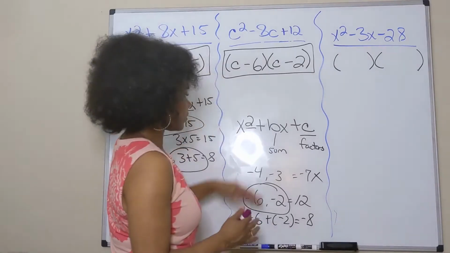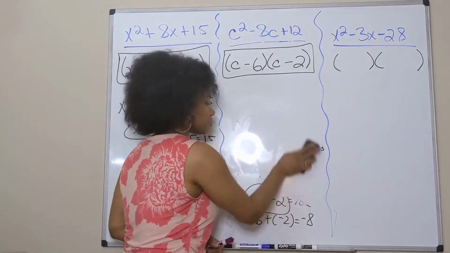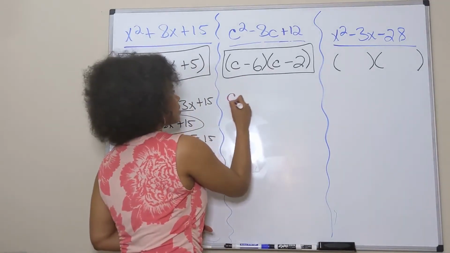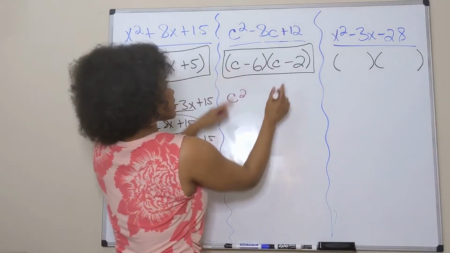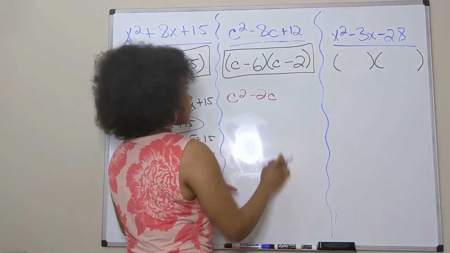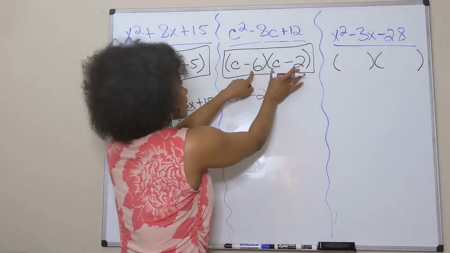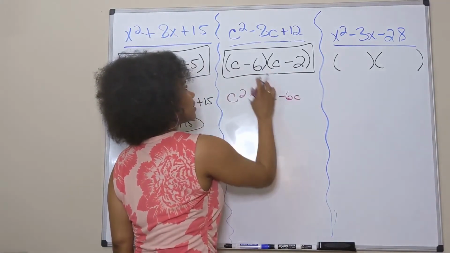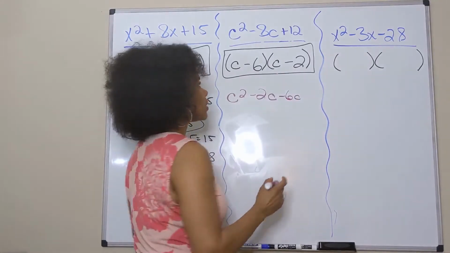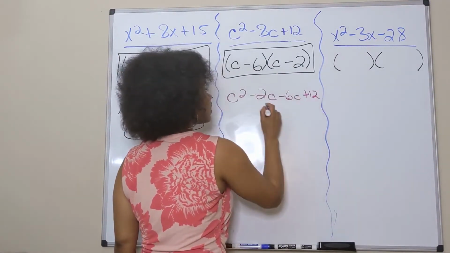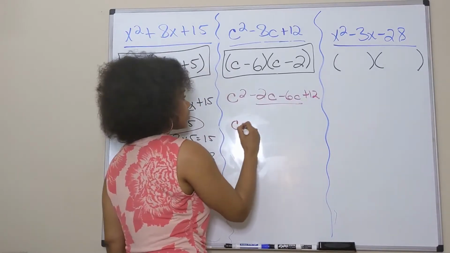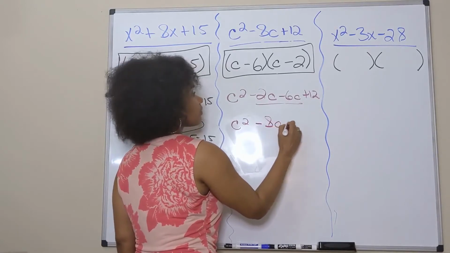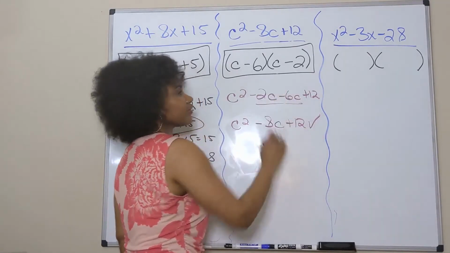Different color just to separate. Well, checking it. C times C, C squared. C times negative 2, negative 2C. Go back, multiply negative 6 by both terms in the second binomial. Negative 6 times C is negative 6C. And negative 6 times negative 2 is positive 12. Combining my terms in the middle, negative 2C minus 6C will give me the negative 8C. And so that does, in fact, check out.